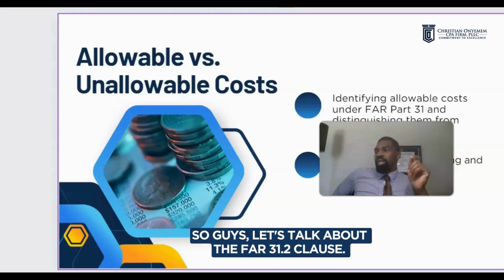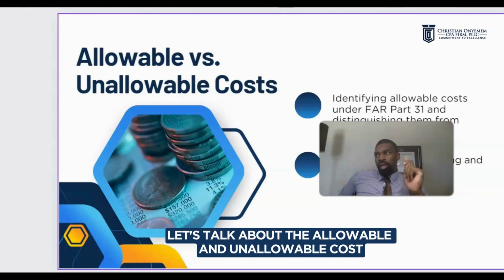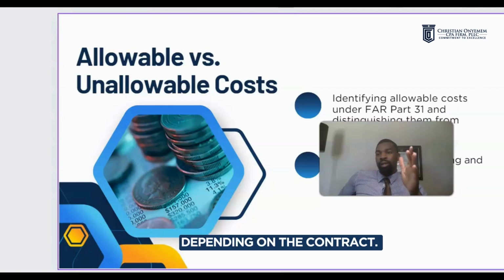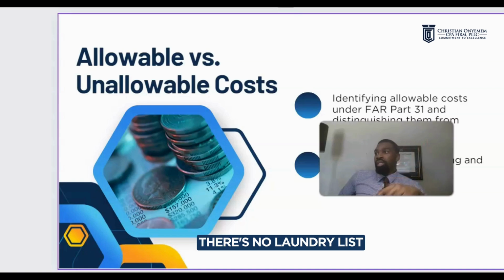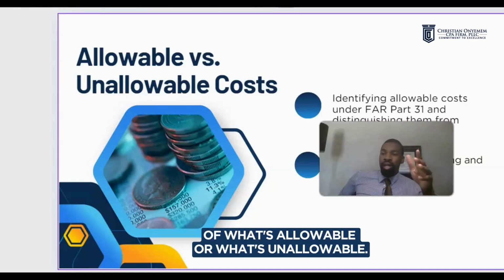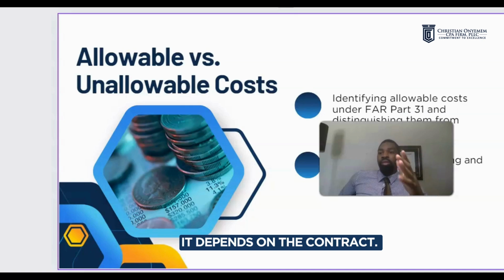So guys, let's talk about the FAR 31.2 clause. Let's talk about the allowable and unallowable cost for government contractors depending on the contract. We're going to make this simple. We're not going to make this complex. There's no laundry list of what's allowable or what's unallowable. It depends on the contract.